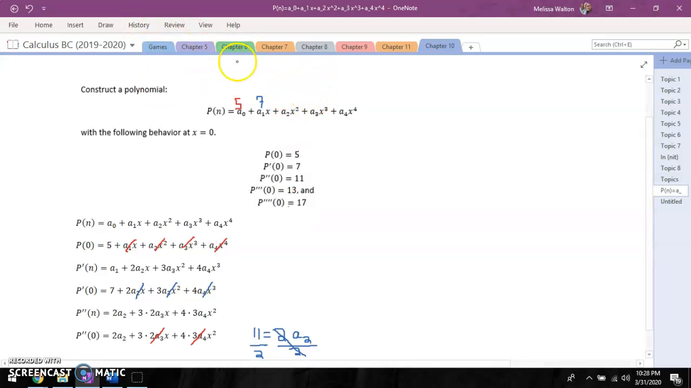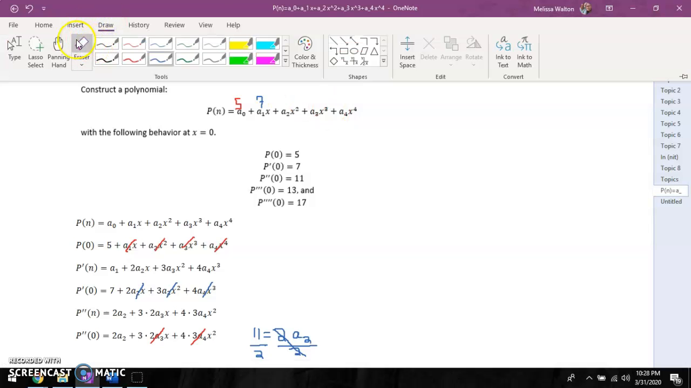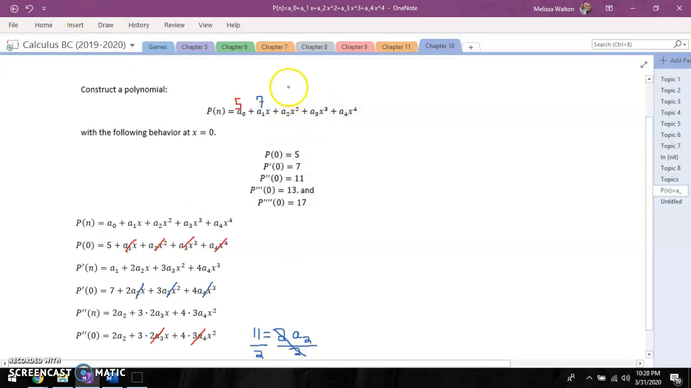So up here, oh boy, I feel like I want to do this in a different color. We'll do it in red. Why'd I write that in blue? Silly me. All right, I have 11 over 2. All right, 11 over 2.